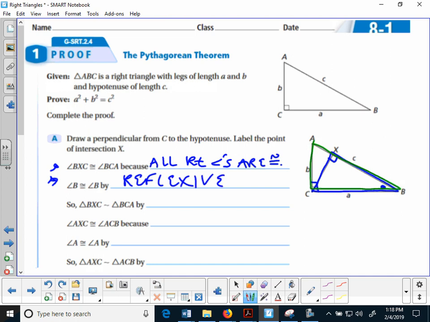Now it's saying, so the BXC, which is the medium triangle, is similar to the large triangle. And what is our reason for being able to say that? AA similarity. Very good. It's AA. Angle, angle similarity. Nice work, guys.